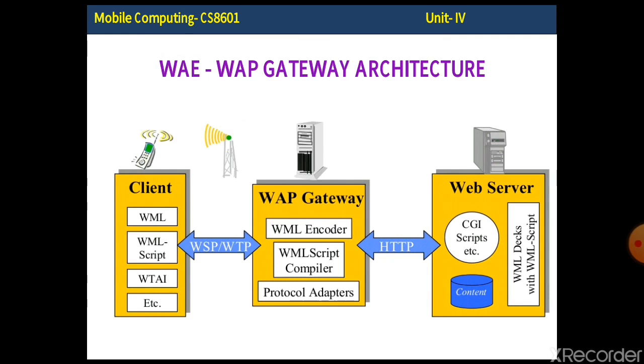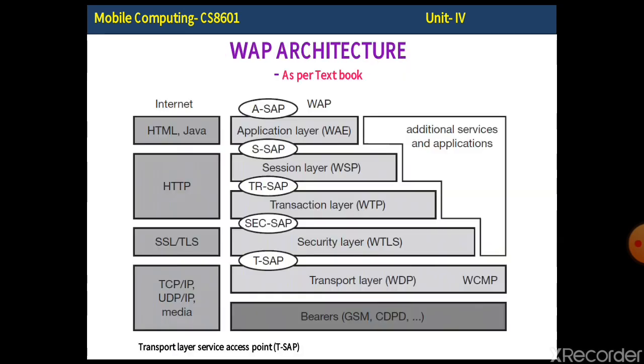So the WML encoder and script compiler help to bridge the communication gap between client and web server. So the web gateway is one of the very important. The protocol adapters will play the role of interoperable services in that. Next one is a WAP architecture. This architecture is similar to OSI reference model, basically with the bearer services. The bearer services is only for the internet access and network communication to the outside network.